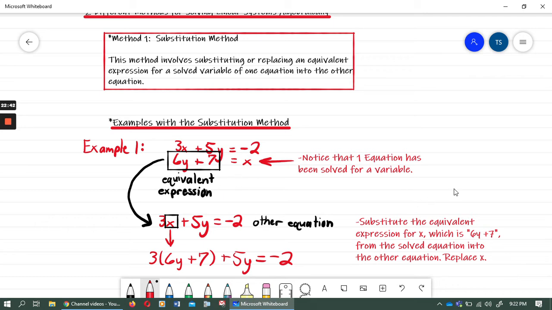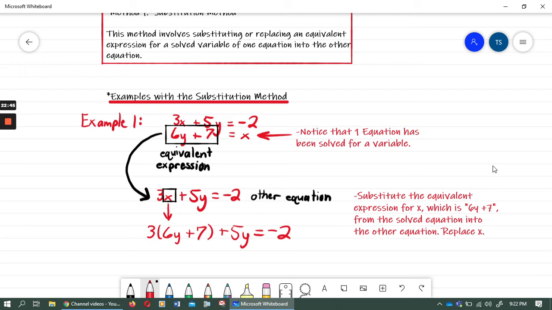All right, so from here, guys, what we need to do is solve the equation for really the only variable that we have now. After we substituted that x with the equivalent expression, the equation only has one variable in it. You guys notice that, right? So now that the equation only has one variable in it, we need to solve for that variable. Solve the equation.